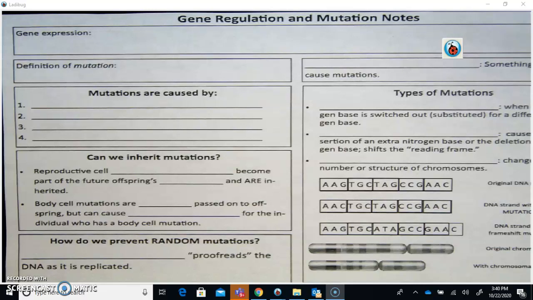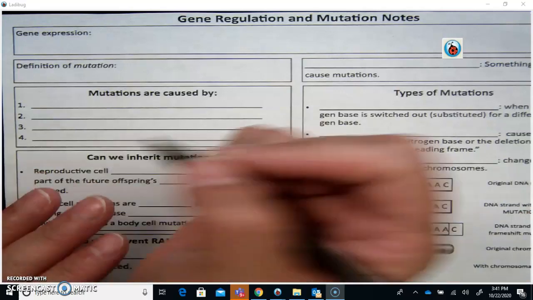This sheet can be found in packet page 56, so page 56 of your packet, and eventually it will go on page 57 of your notebook. Okay, so when we talk about gene regulation, we're talking about how genes are turned on or turned off, or another way to say that is that they're being expressed or not expressed. So let's jump right in.